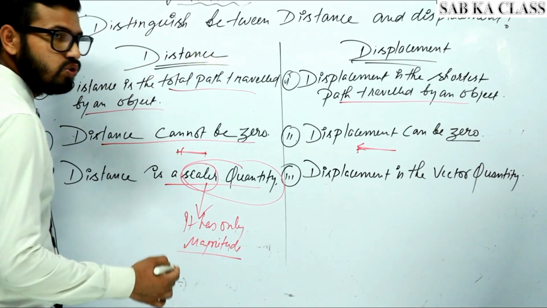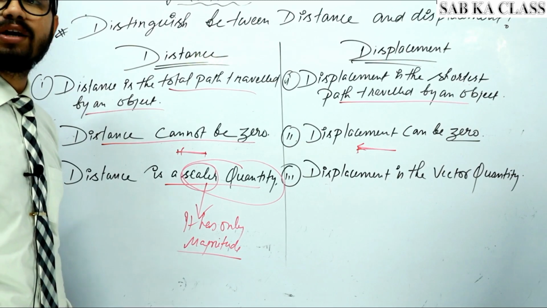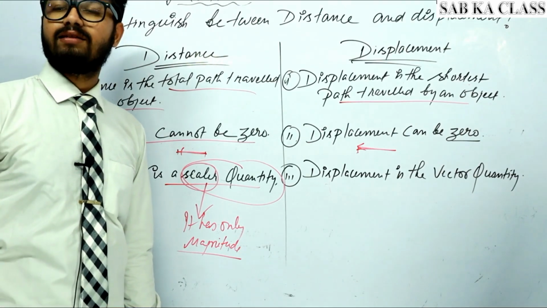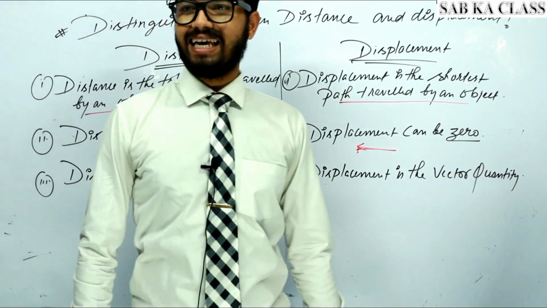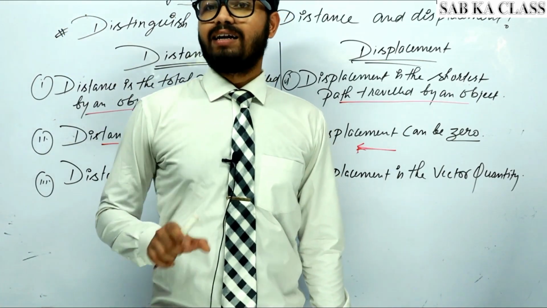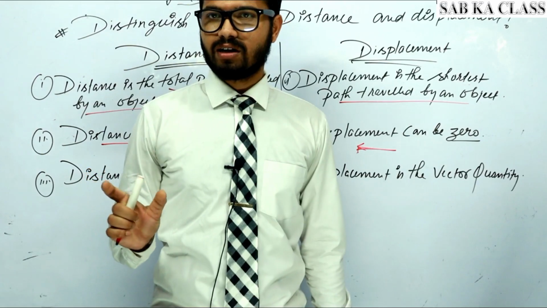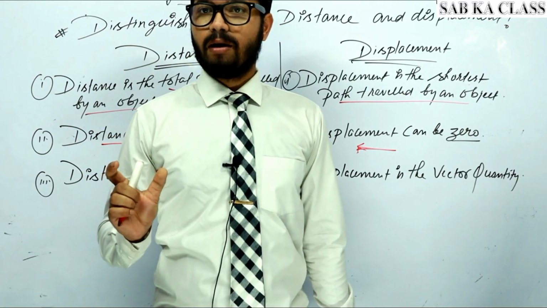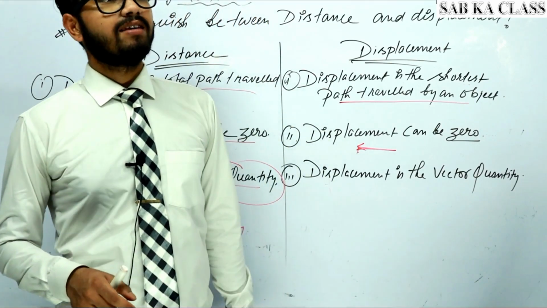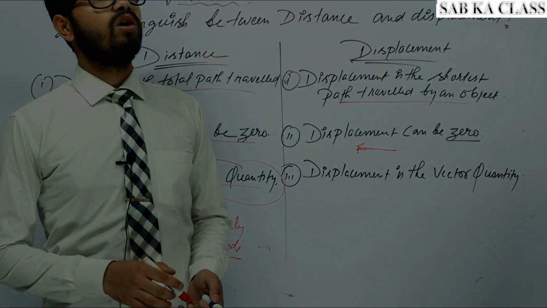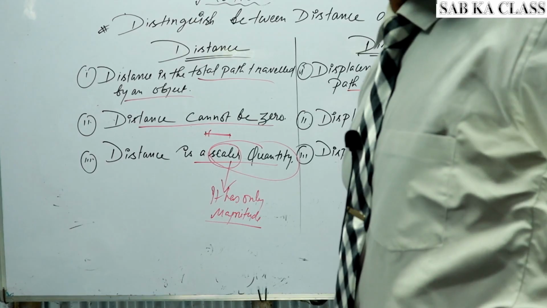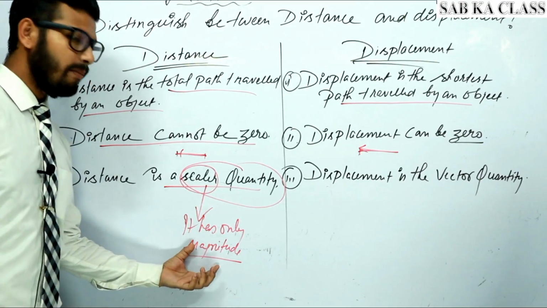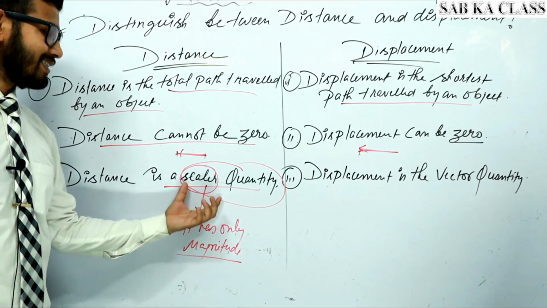Magnitude means what? Measure, amount. But no direction. Like suppose I have 10 rupees. Is there a direction in 10 rupees? It's an amount, a fixed amount. It is called magnitude. It has only magnitude but no direction. It is called scalar.